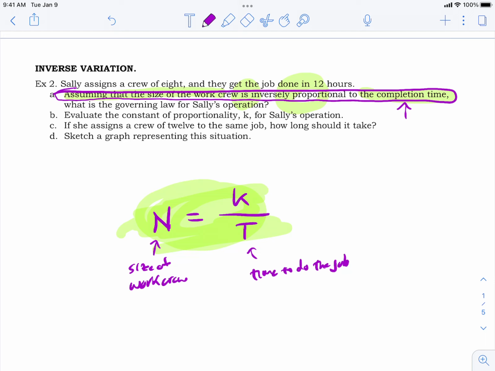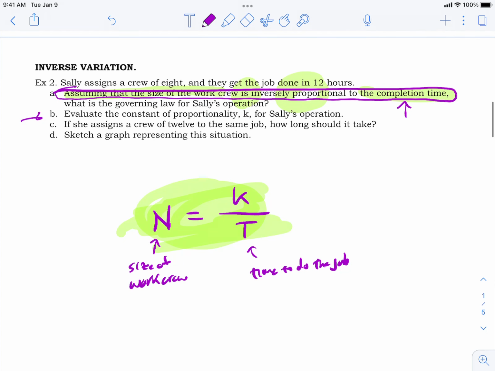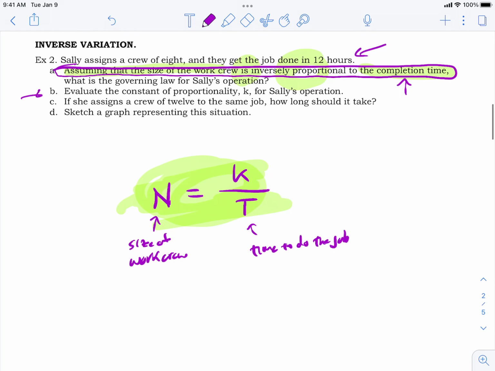Now, let's go to the next part. Evaluate the constant of proportionality k, that means solve for k. Find the k for Sally's operation. So this is why we need this information up front. It's going to help us figure out what k equals. So they're saying when we had a crew of 8, okay, I think I'll change colors now. When we had a crew of 8, I don't know what k is.